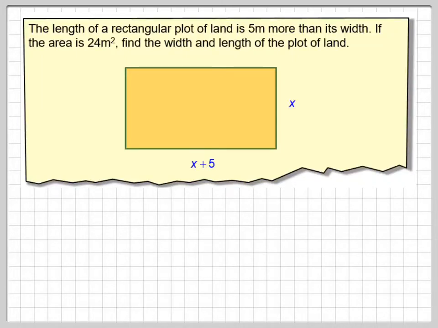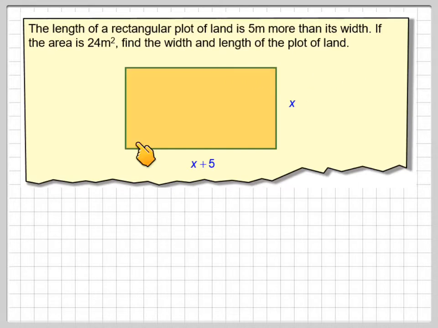This is a video to show you how to form and solve a quadratic equation, to solve a practical problem. The length of a rectangular plot of land is 5 meters more than its width. If the area is equal to 24, find the width and the length of the plot of land.